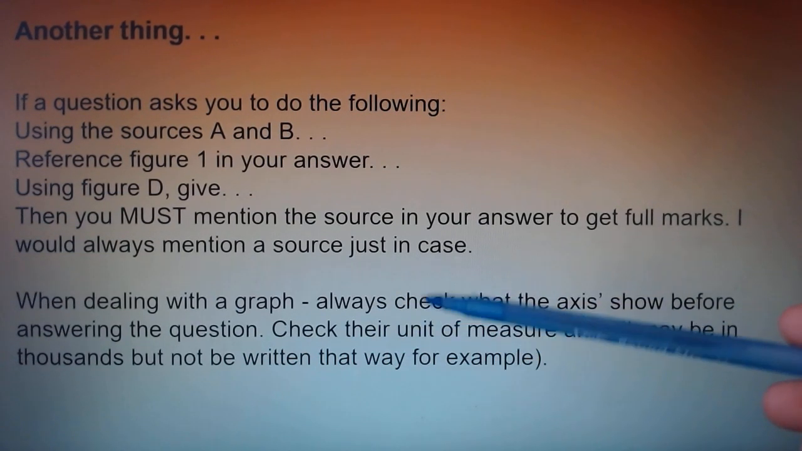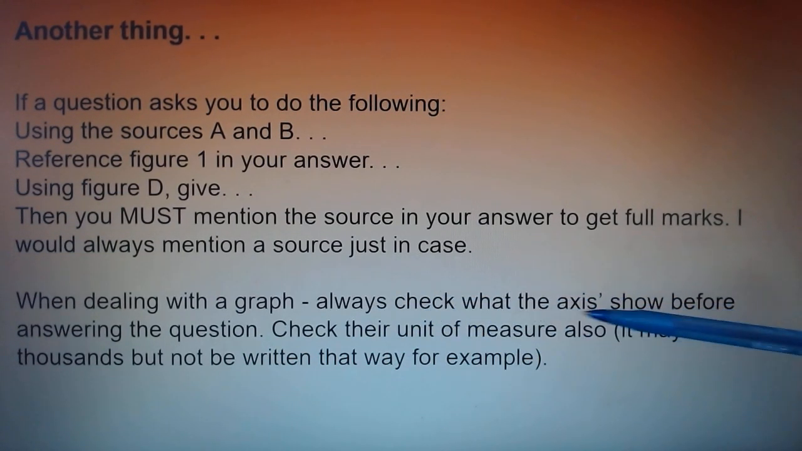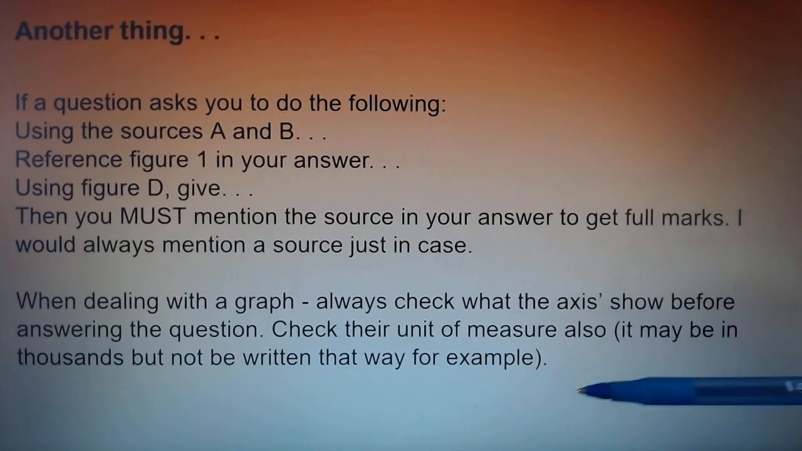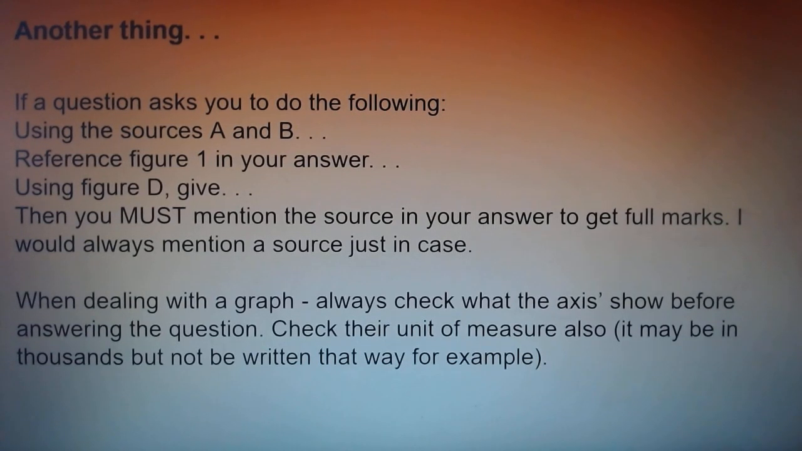When dealing with a graph, always check things first. Check what the axes show, and check their unit of measurement. Remember the one recently on tourism about the number of tourists that visit, was it Bermuda or Barbados or something, and the numbers went up in hundreds, but at the bottom it said measured in thousands, and people wrote down 200 when it should have been 200,000. So just be very, very clear of what you're answering.